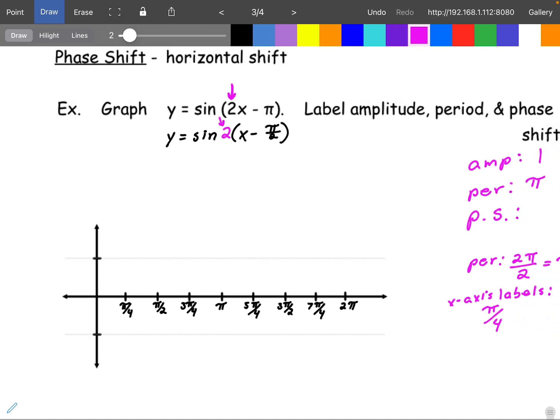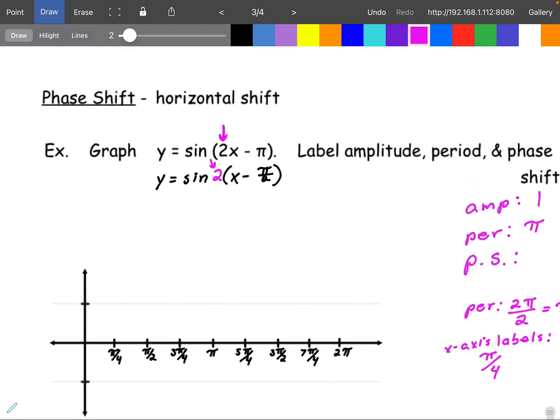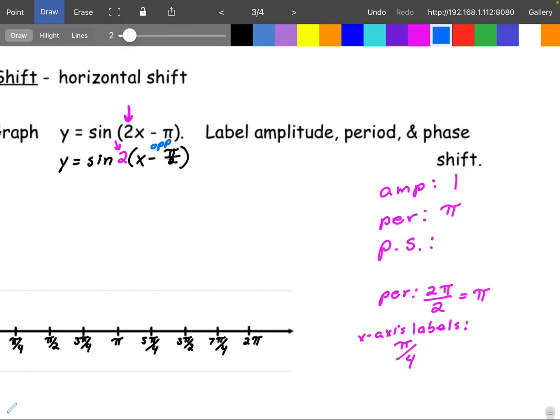Now, to figure out our phase shift, if you think back to horizontal shifts in all other graphs, we always said that the inside was opposite, or inside lies. And that's the same here as well. So if this is going to be the opposite, then that minus pi over 2, instead of meaning it goes left, it's actually going to the right. So this is going to be right pi over 2.